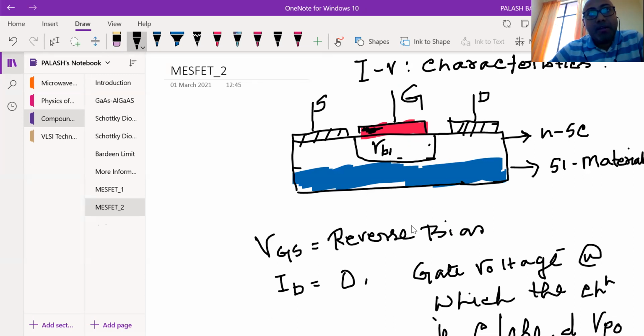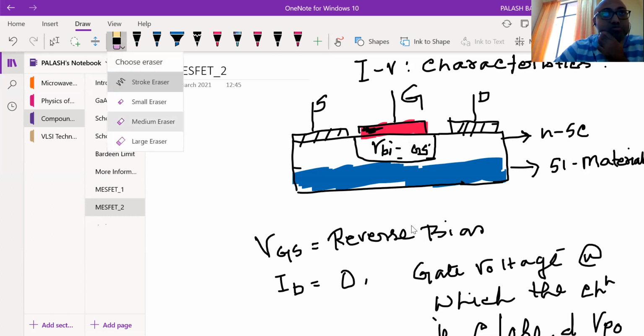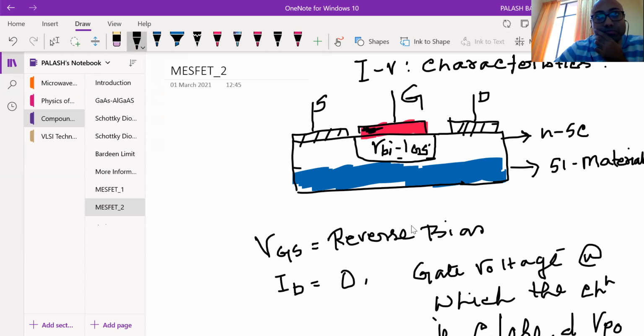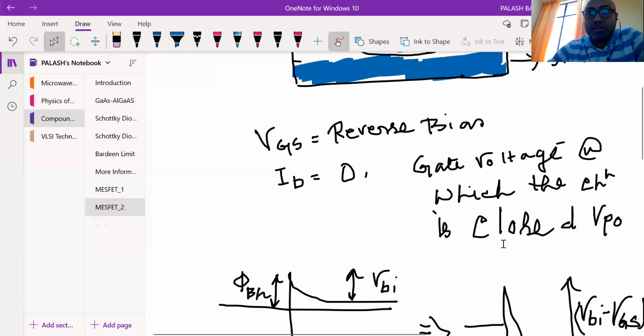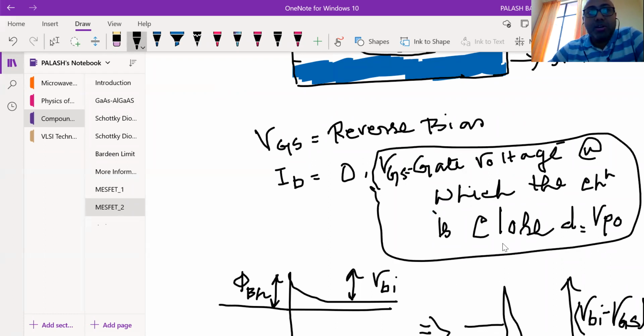You can write VBI minus VGS, right? Now, if your VGS is such that the gate voltage at which the channel is closed off, that is called VP0, right? So if you look at this definition, your gate to source voltage is that gate voltage at which the channel is completely closed, right?